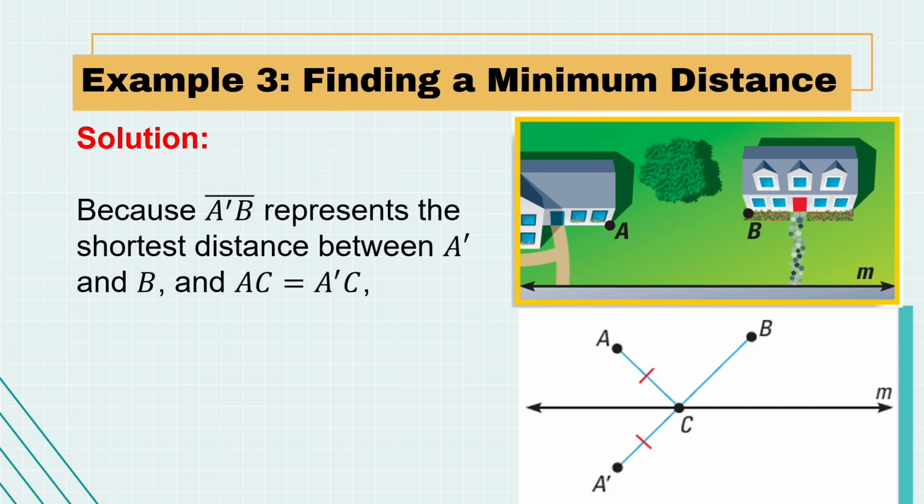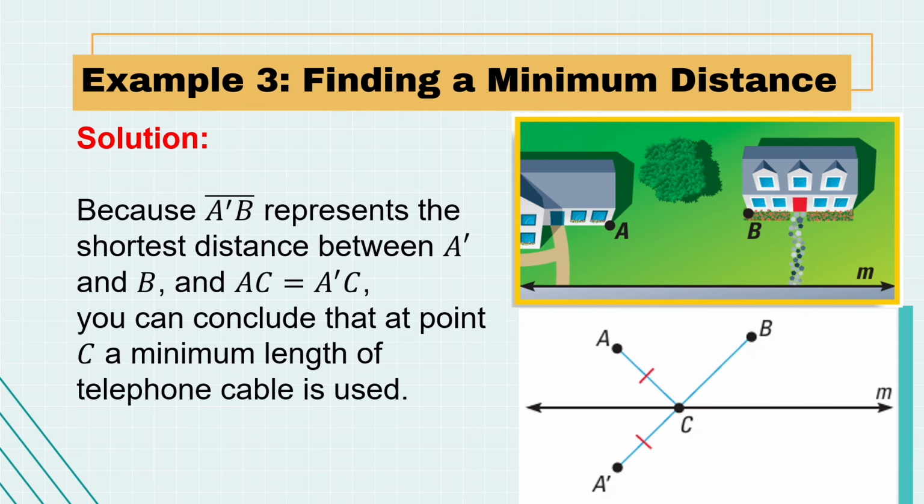Now let us explain why point C gives the minimum cable length. Since A prime is a reflection of A across line M, the distance from C to A is the same as the distance from C to A prime. So instead of thinking of the cable length as AC plus BC, we can think of it as A prime C plus CB. And the shortest path from A prime to B is a straight line. Therefore, placing the telephone pole at point C gives the minimum total length of cable. This is a very useful application of reflection in solving shortest distance problems.